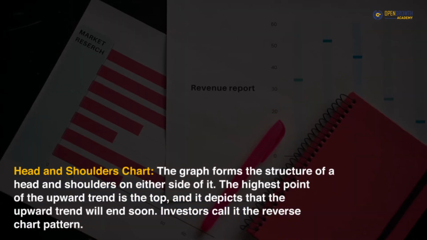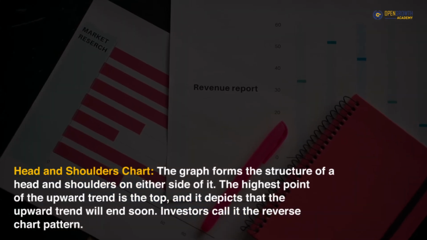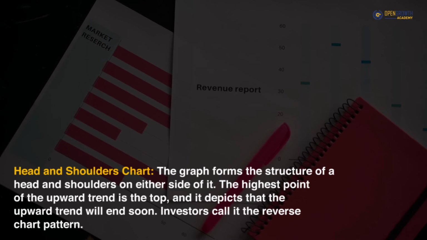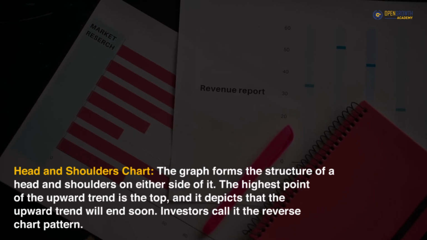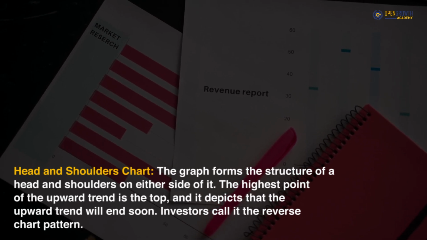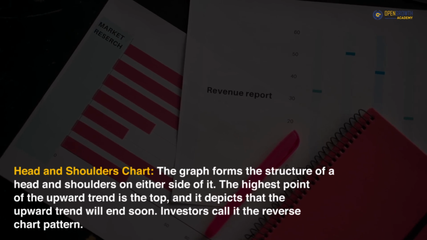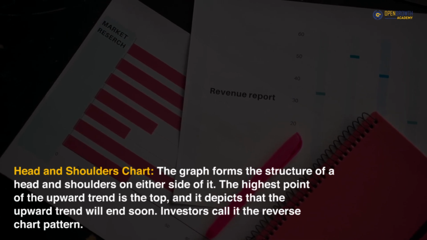Head and shoulders chart. The graph forms the structure of a head and shoulders on either side of it. The highest point of the upward trend is the top, and it depicts that the upward trend will end soon. Investors call it the reverse chart pattern.